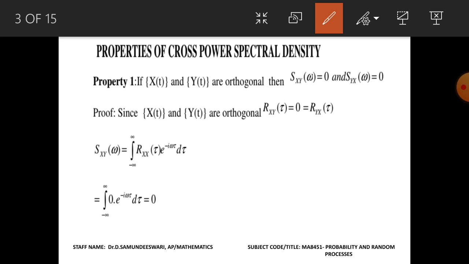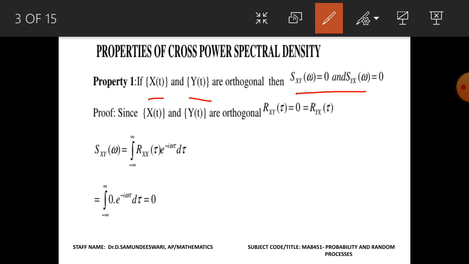The first property is, if x(t) and y(t) are orthogonal, then Sxy(omega) equals 0 and Syx(omega) equals 0. Here we consider that both random processes are orthogonal, that is perpendicular, then their cross spectral density value equals 0, which we need to prove.